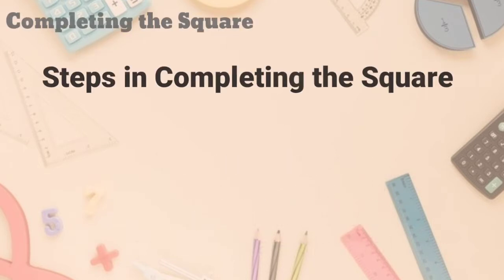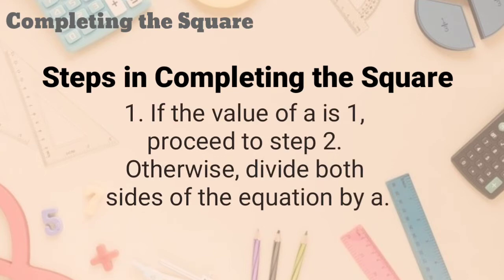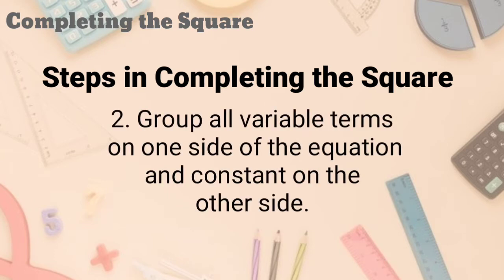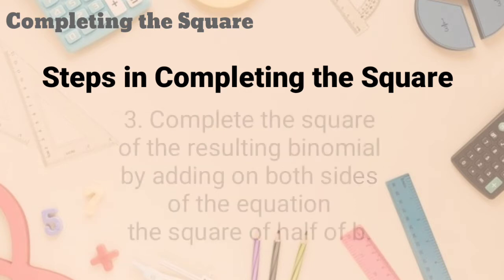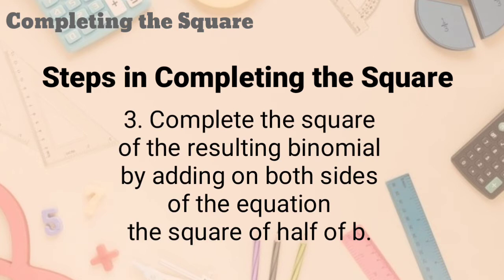Okay, so there are steps in finding roots of quadratic equation by completing the square. Step 1. If the value of a is 1, proceed to step 2. Otherwise, divide both sides of the equation by a. Step 2. Group all variable terms on one side of the equation and constant on the other side. Step 3. Complete the square of the resulting binomial by adding on both sides of the equation the square of half of b.